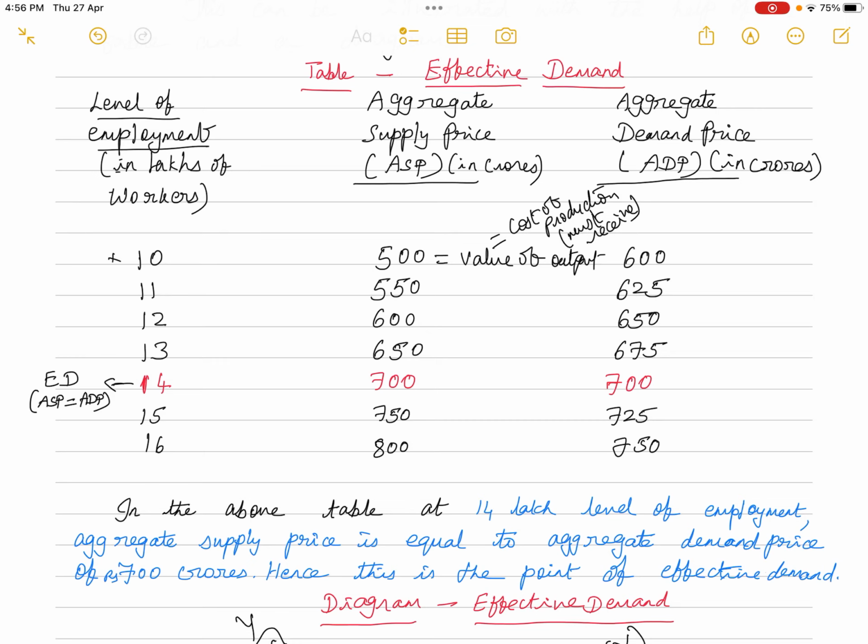Okay. Now this is the second column. Now move on to the third column. This is the aggregate demand price. So even though the cost of production and the value of output is equal to 500 crores, the 600 crores is what the producers expect to receive. So they are expecting more than their cost of production.